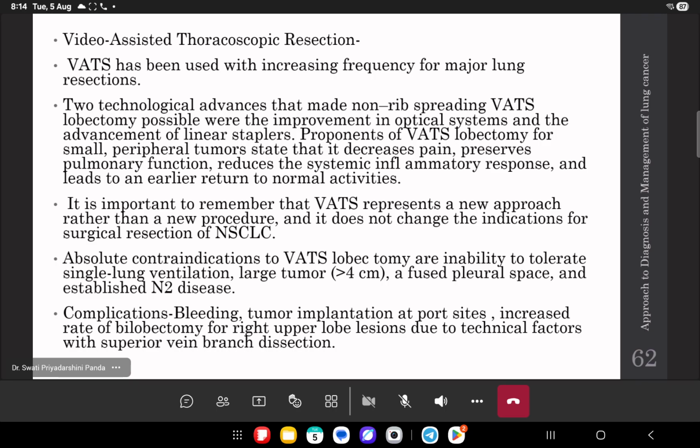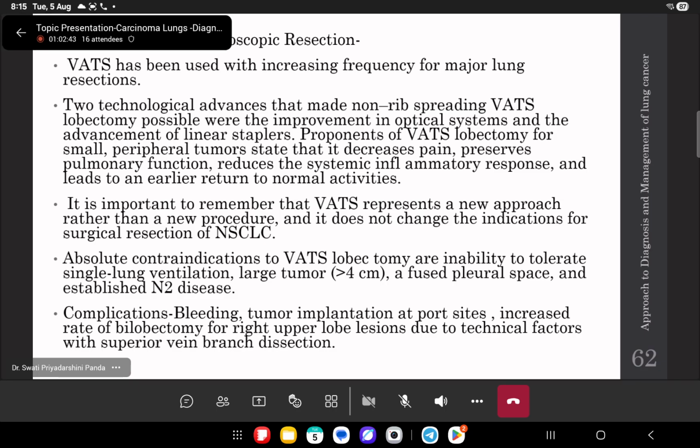It is important to remember that VATS represent a new approach rather than a new procedure, and it doesn't change the indication for surgical resection of non-small cell lung carcinoma. Absolute contraindications to VATS are inability to tolerate single lung ventilation, large tumor more than 4 centimeters, effused pleural space, and established N2 disease. Complications include bleeding, tumor implantation at port site, increased rate of bilobectomy for right upper lobe lesions due to technical factors of superior vein branch dissection.